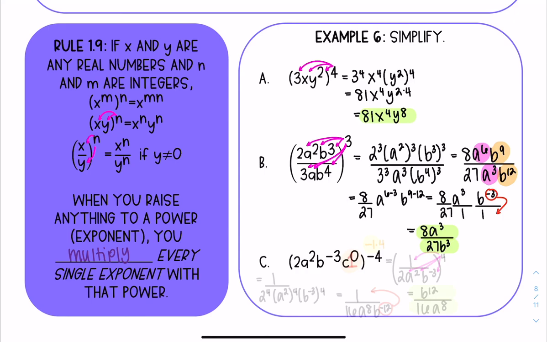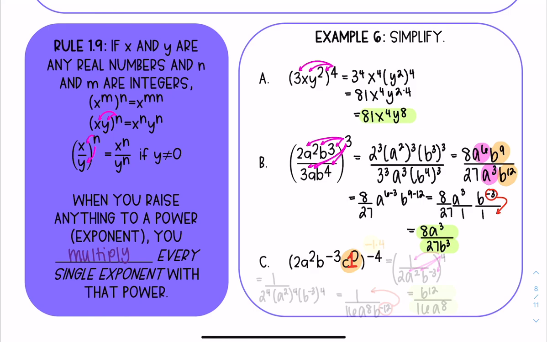And for the third one, we've got 2a squared b to the negative 3, c to the 0, raised to the negative 4 power. So before we start distributing, let's just take a quick look here. We have c to the 0. Well, we know that this ends up becoming a 1. So we don't really need to worry about this piece. And now I'm going to show you how to deal with a negative exponent. You could distribute and then flip at the end, but there is another way we can do this.